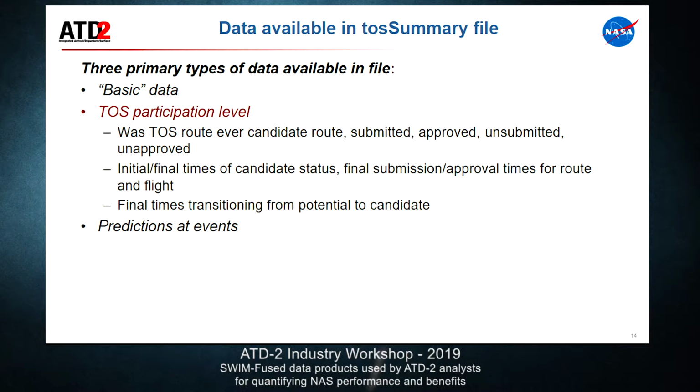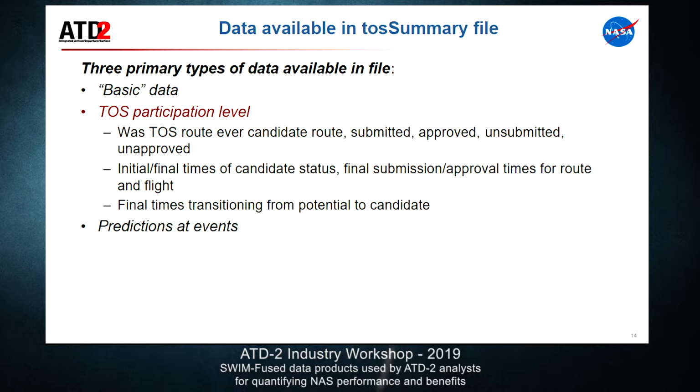Other data we capture about each flight and TOS route is the quote-unquote participation level. In this file, we capture it at a flight level with the same column across all the fields, as well as on a route-by-route level, answering questions like: was this TOS route for that flight ever a candidate, which means was there a benefit that could be realized by taking that route? Did the delay savings exceed the quote-unquote cost of flying the extra route? However that decision is being made, we're agnostic to that, but did it achieve that status?